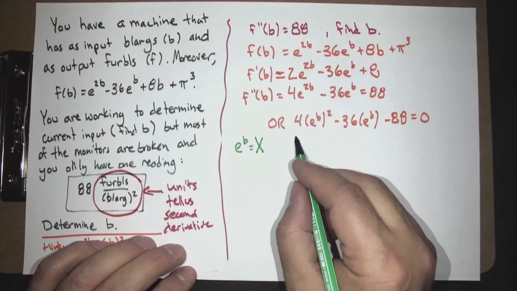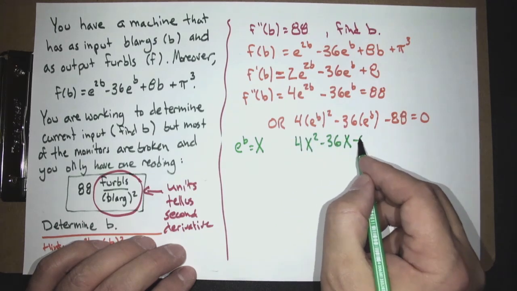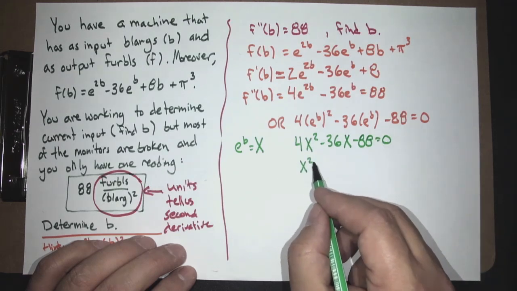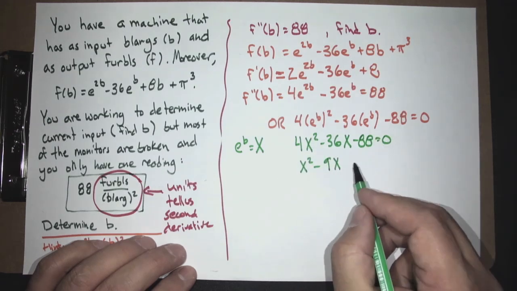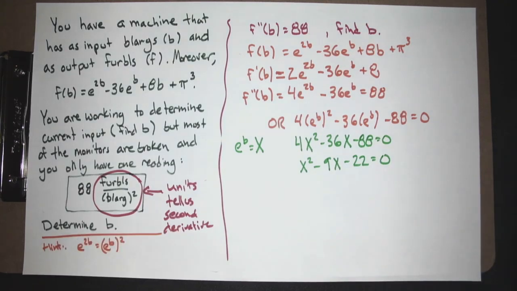Is there anything else we can do in the meantime? Okay, so we can also factor 4. We'll do it in 2 steps. 4x squared minus 36x minus 88 equals 0. Everything is divisible by 4. X squared minus 9x minus 22 equals 0.